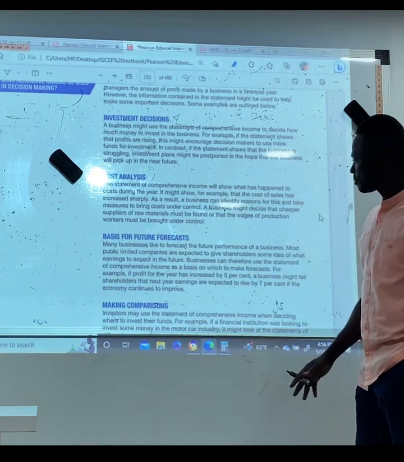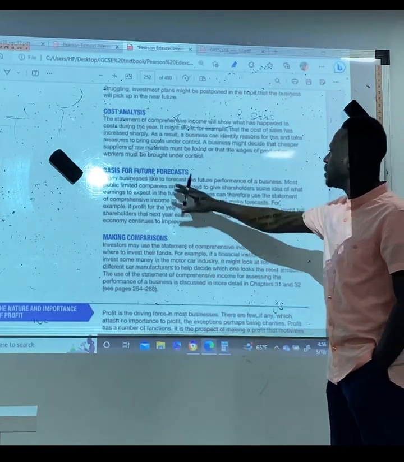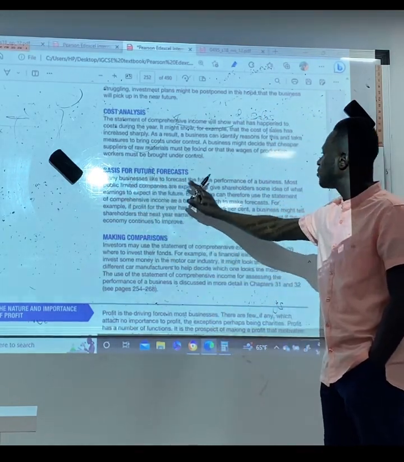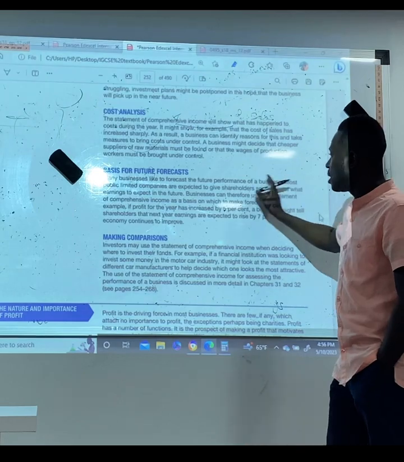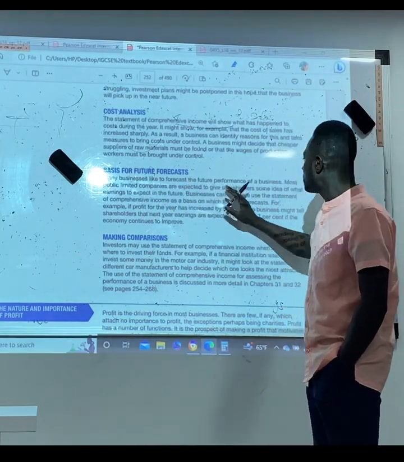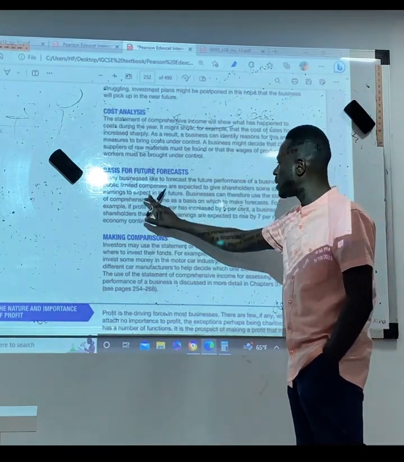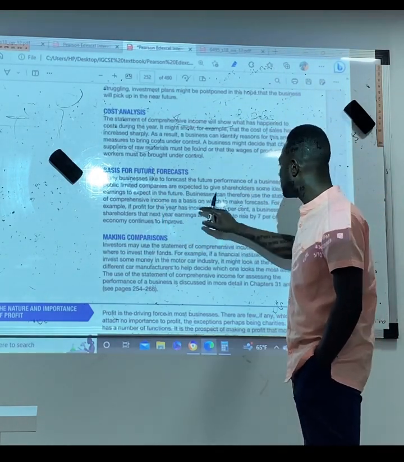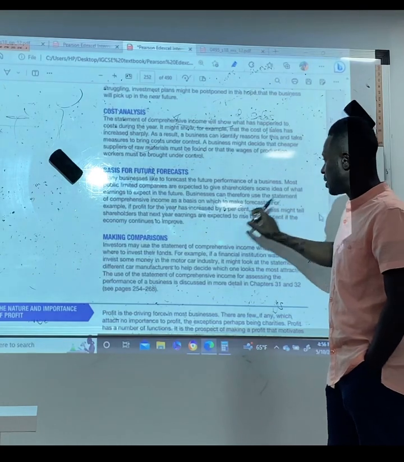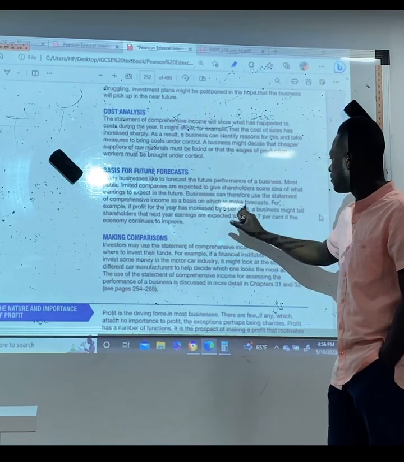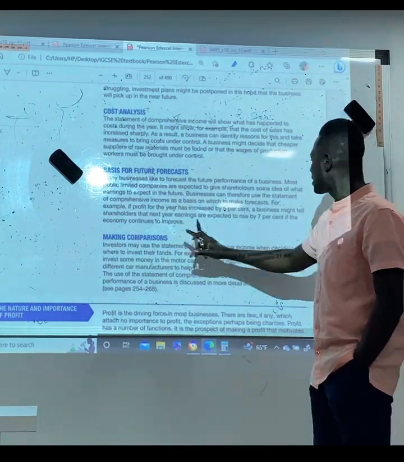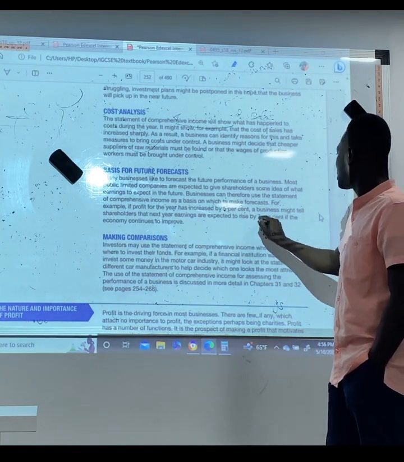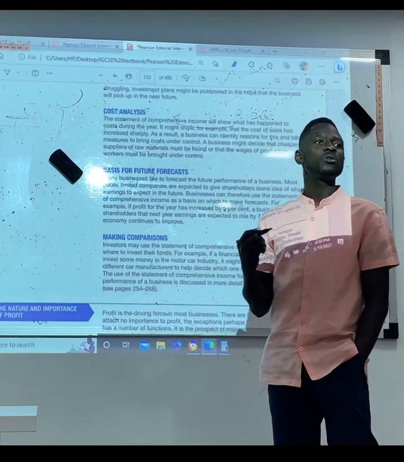The third one, basis for future prediction or forecast. Many businesses like to forecast the future performance of a business. Most public limited companies are expected to give shareholders some idea of what earnings to expect in the future. Businesses can therefore use the statement of comprehensive income as the basis on which to make forecasts. For example, if profit for the year has increased by 5%, a business might tell shareholders that next year earnings are expected to rise by 7% if the economy continues to improve.